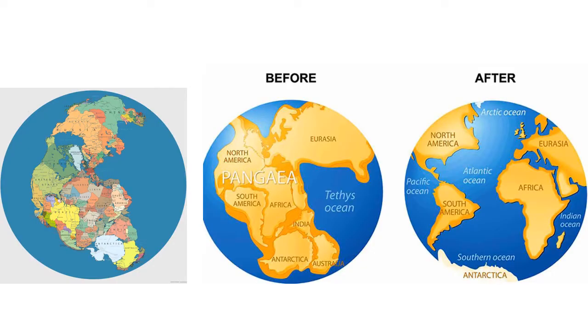So Wegener suggested that a single supercontinent consisting of all Earth's landmass once existed, and he named this giant landmass Pangaea. Wegener further hypothesized that about 200 million years ago, during the early part of the Mesozoic era, this supercontinent began to fragment into smaller land masses. These continental blocks then drifted to their present positions over the span of millions of years.